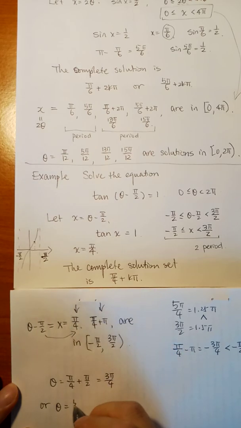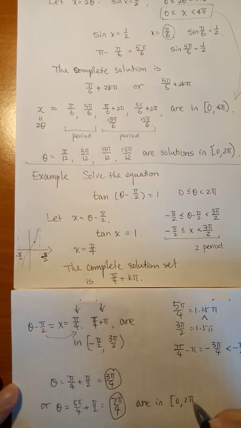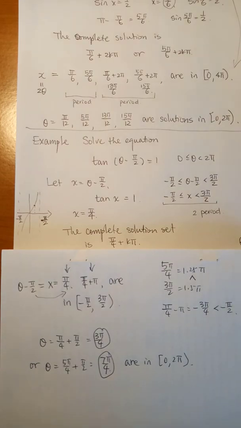This is 5 pi over 4. 5 pi over 4 plus pi over 2, what's this? It's 7 pi over 4. So 3 pi over 4 and 7 pi over 4 are the solutions.